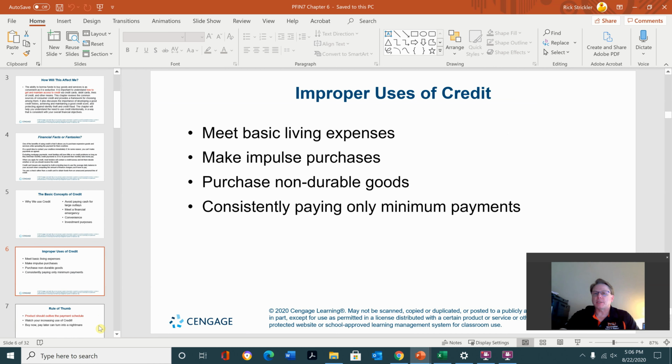Improper uses of credit: meet basic living expenses, make impulse purchases, purchase non-durable goods. A durable good is a good that lasts for 3 or more years. It's supposed to last 3 or more years. A non-durable good is a good that's used up in less than 3 years. Consistently paying only minimum payments. It'll take years and years if all you do is make minimum payments, because all you're doing is paying the interest and just a little bit above that.